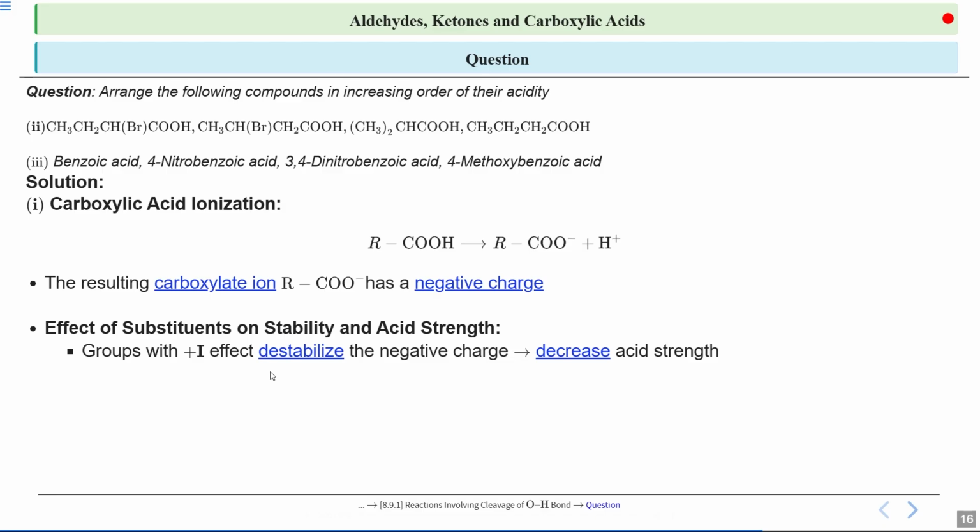Groups with a positive inductive effect, that is, groups showing the +I effect, tend to destabilize the negative charge on the carboxylate ion. This destabilization results in a decrease in acidic strength. And groups which show a negative inductive effect, the -I effect, stabilize the negative charge on the carboxylate ion. This stabilization increases the acidic strength.